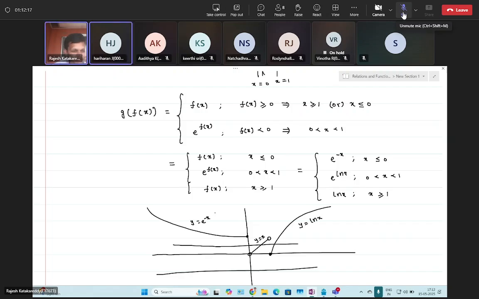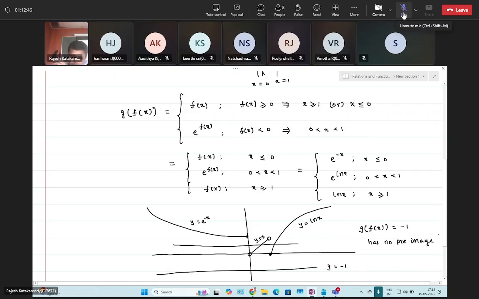Sir, why do we draw the graph line below when we move on to onto? When we are proving onto, we draw below because, let's say this is the line y equals 1. I am assuming that g of f of x equal to -1 has no pre-image. If it is not intersecting, then there is no pre-image, so it is not onto. Okay, okay, sir.